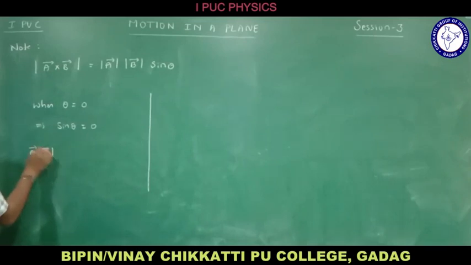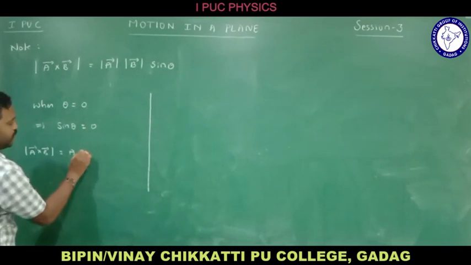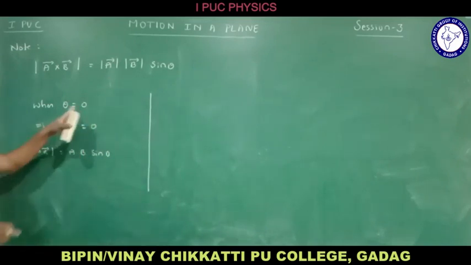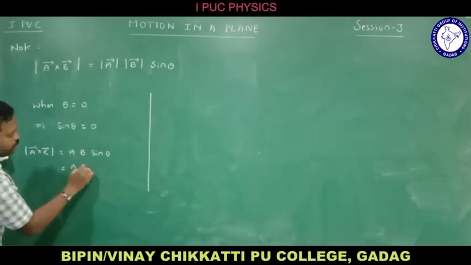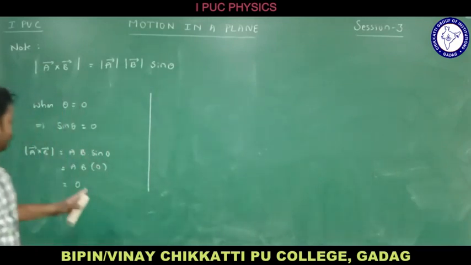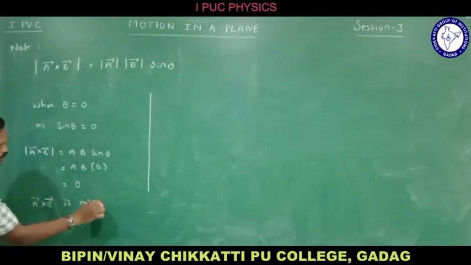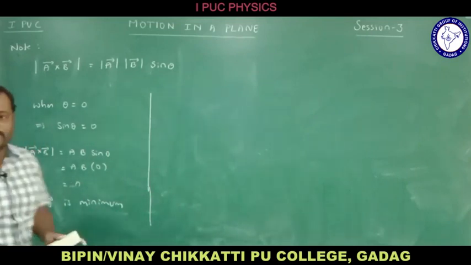A cross B: modulus of A is A, modulus of B is B. Sin, what do we say here? 0. Theta is equal to 0. What is sin 0? So this is A, B, and this is 0. What do you get now? 0. So we will be getting 0. Shall I say like this? A cross B is maximum or minimum? A cross B is minimum because we got a minimum value, 0.